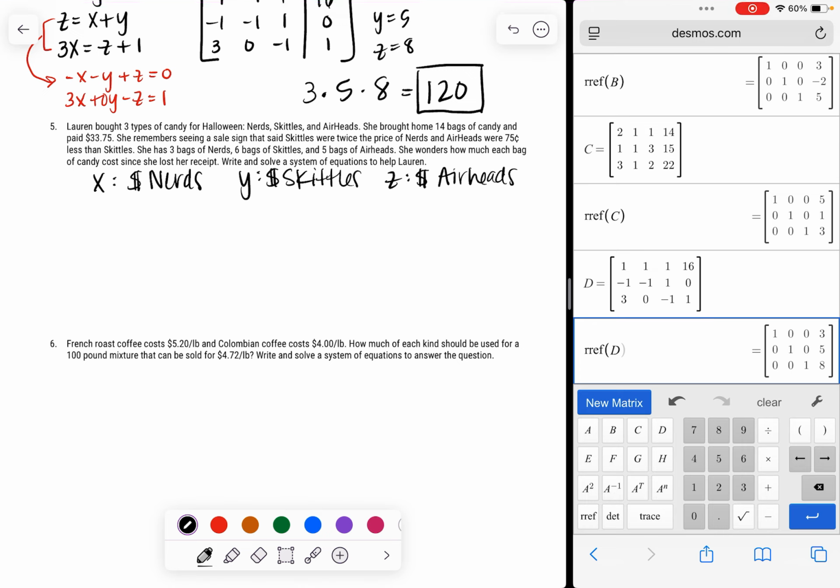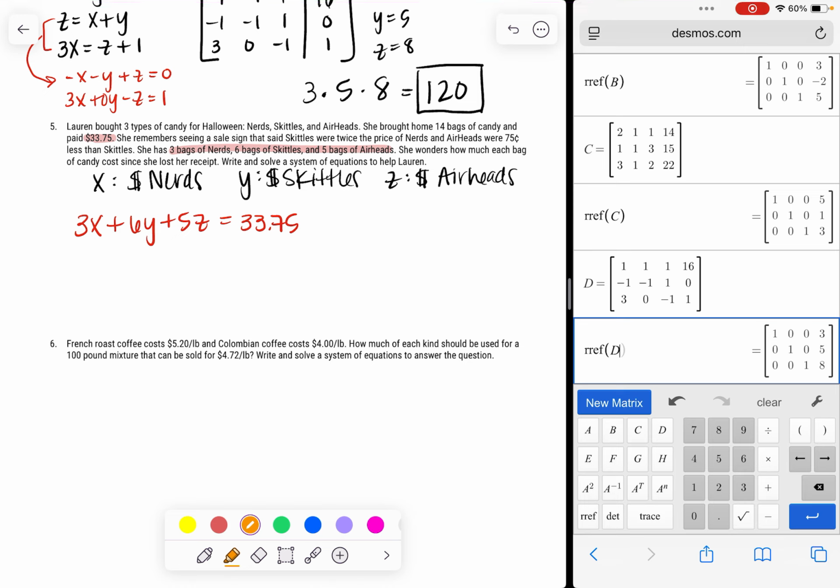So we know in total how many bags she brought, and we know how much of each bag she brought, so I really don't even need that information. But I know she has spent $33.75, and this is the amount of bags of each one that she bought. So I'm going to go ahead and take 3x + 6y + 5z = 33.75.